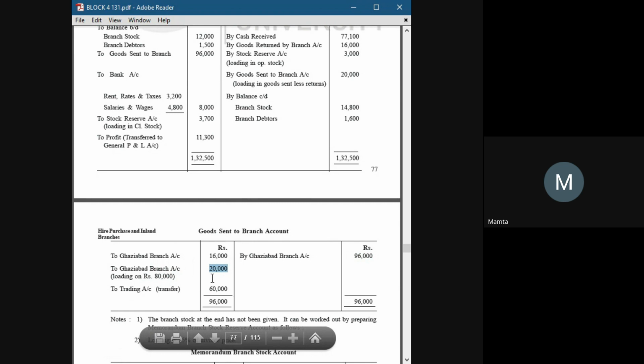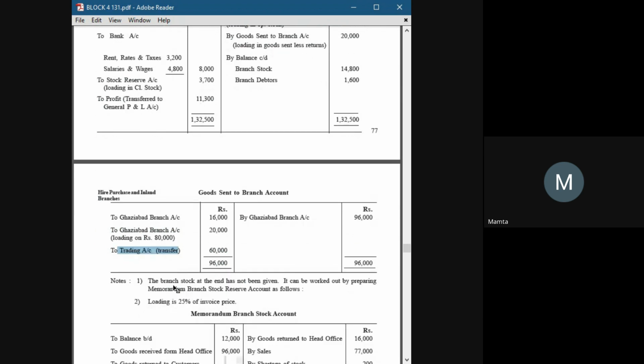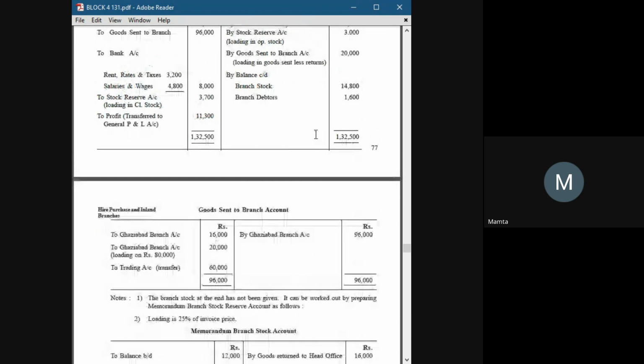When you calculate both sides, this will show a credit balance, and to nullify the effect, we add this 60,000 and transfer it to the trading account. This 20,000 will be shown directly here in the branch account on the credit side, by goods sent to the branch account, loading in goods sent less returns.